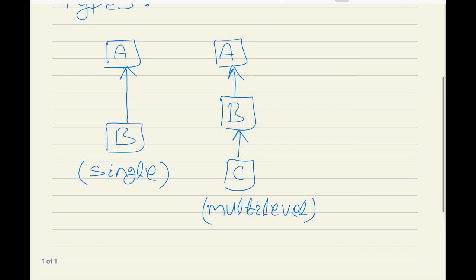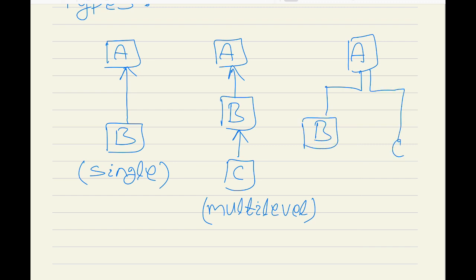Now we have another type of inheritance, that is hierarchical inheritance. Consider A is a class, B is derived from A, and also C is derived from A, like this. This type of inheritance is called hierarchical inheritance. So both B and C are derived from class A.